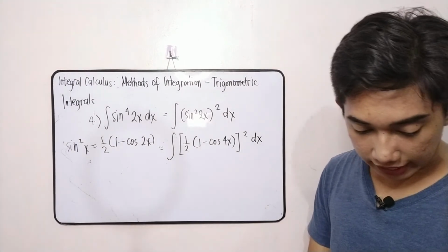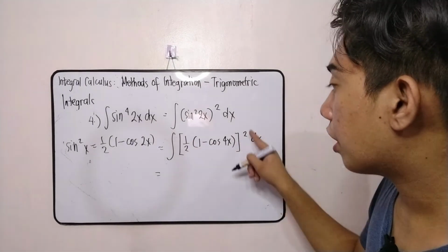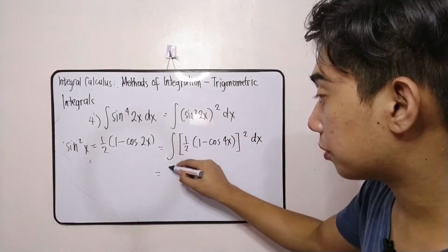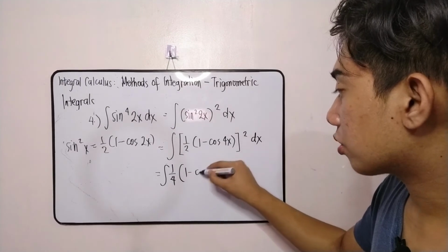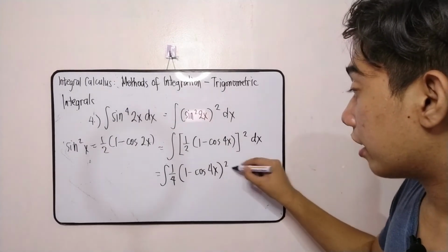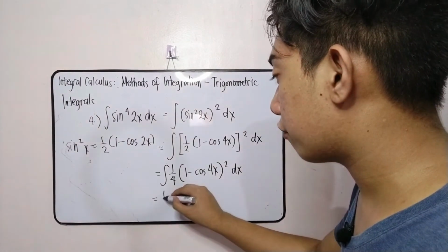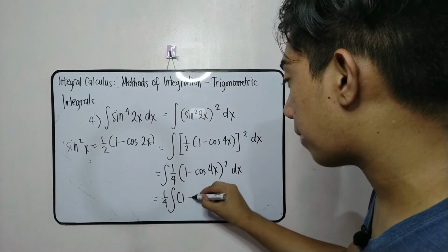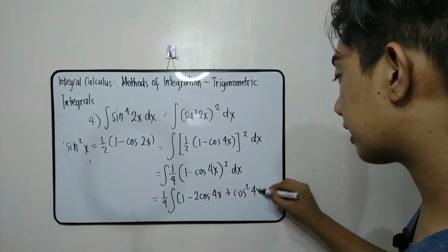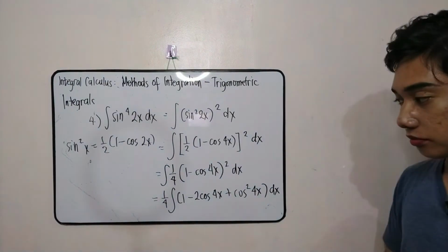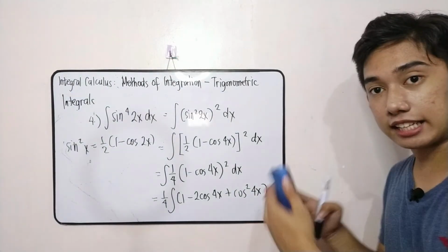It's a bit tricky guys, okay? Kasi mahaba ang process nito. So pay attention. We can distribute now our exponent. So this becomes the integration of 1/4 times 1 minus cosine 4x, squared, dx. And wala tayong magagawa, we need to expand. So 1/4, the integration of 1 minus 2 cosine 4x plus cosine squared 4x dx. Okay? So yan na yung ating expanded form.